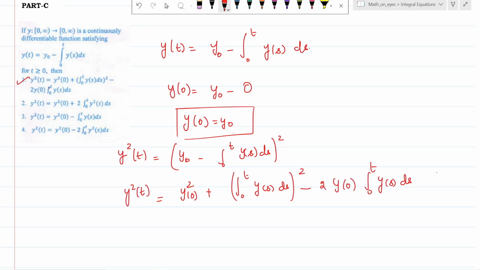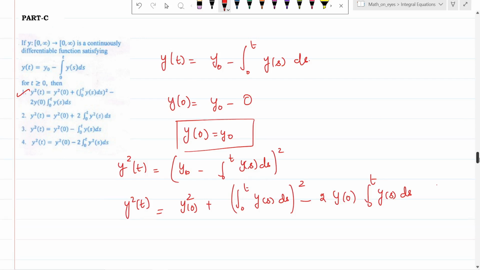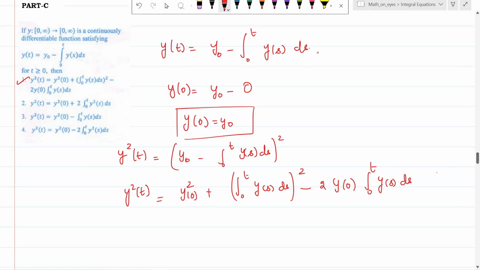y squared of t is equal to y squared of 0 plus integral 0 to t of y of s ds, the whole square, minus 2 into y of 0 times integral 0 to t of y of s ds. This is true. Okay, and what about the other options? They have given the shortcut method, so we need to find y of t first. We'll find the solution. Now take this equation as star.